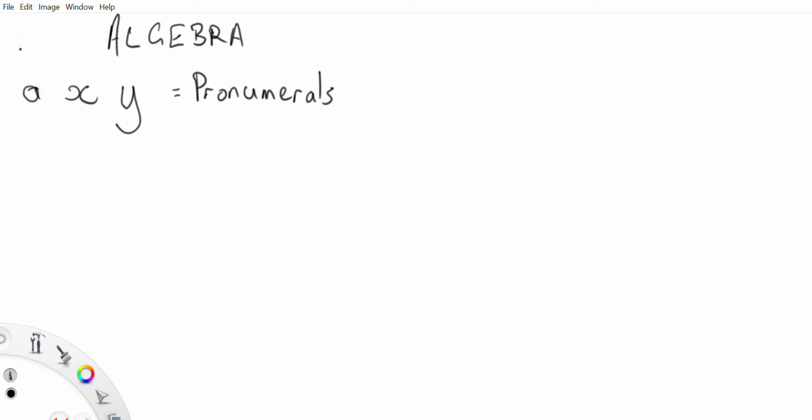Now, these are what's called a variable, so we don't know what they equal. But we just put the letter there just in case. If we're talking about multiplying two of these, instead of writing x times y, we will just write xy. So that means times. That means multiply.